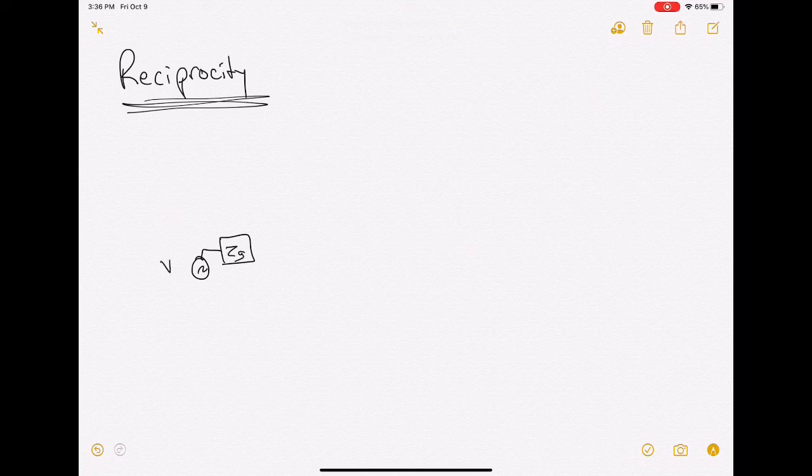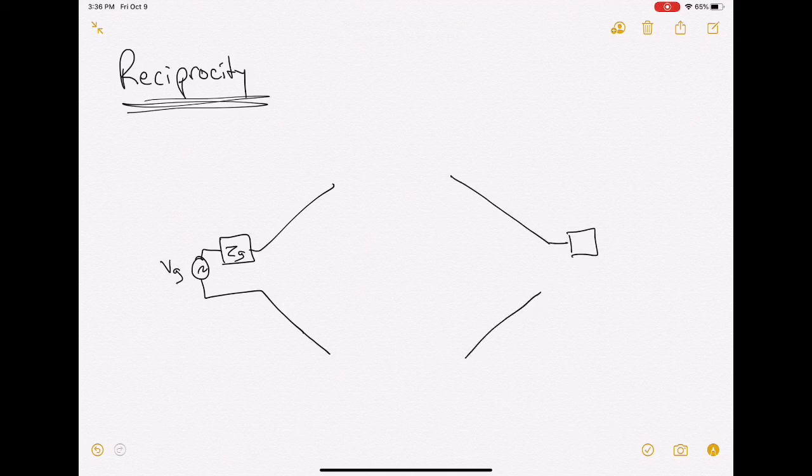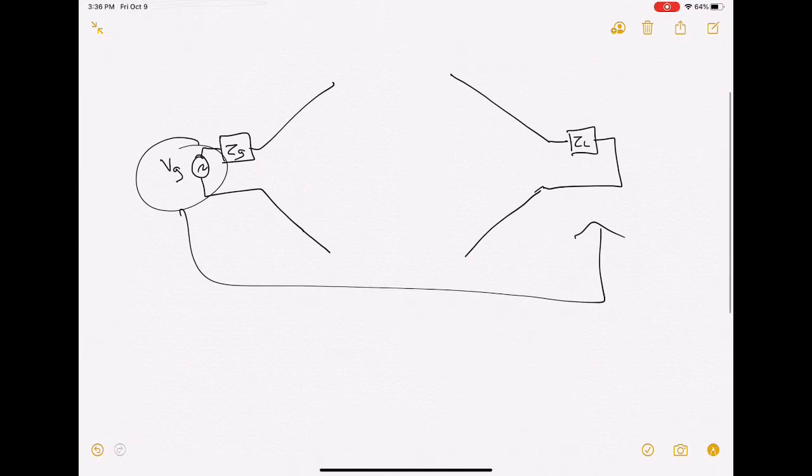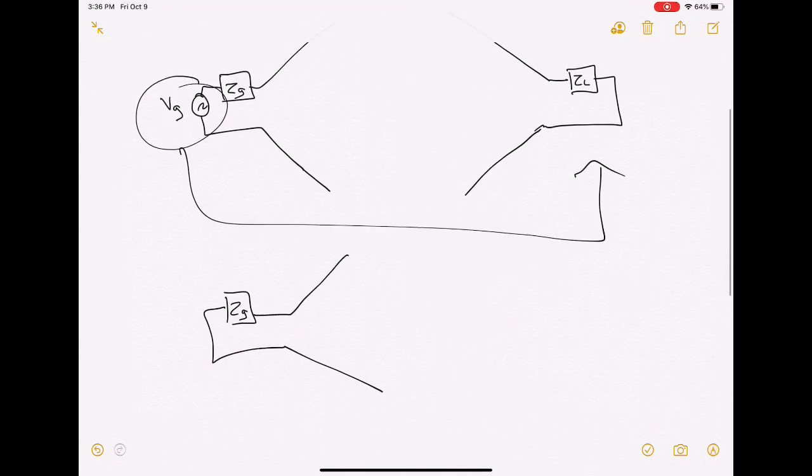you have one antenna transmitting and another antenna receiving, it is the same as if you put this source over on the other antenna and had your formerly transmit antenna receiving while your formerly receiving antenna is transmitting with the same voltage source and everything. That is reciprocity in a nutshell.